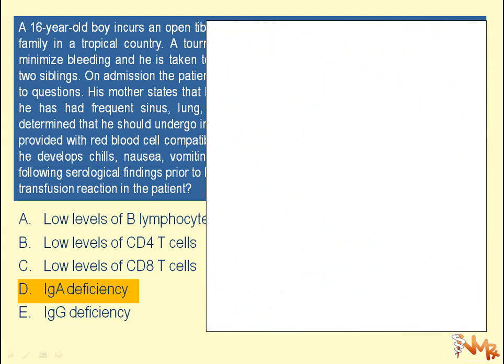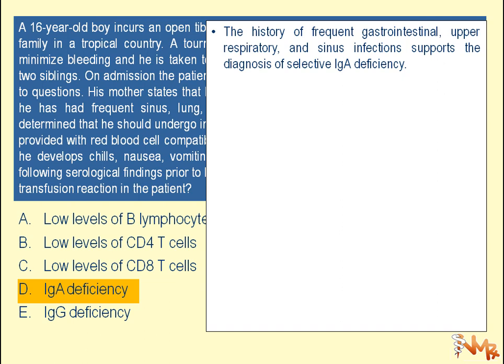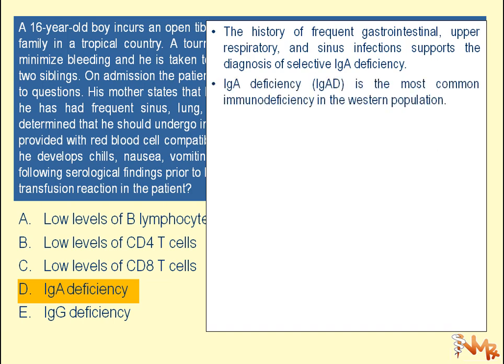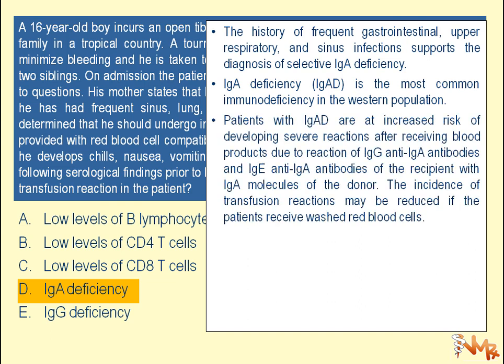For now, the history of frequent GI and upper respiratory and sinus infections supports diagnosis of selective IgA deficiency. IgA deficiency is the most common immunodeficiency in the Western population. Patients with IgA deficiency are at risk of developing severe reactions after receiving blood products due to reaction of IgG anti-IgA antibodies and IgE anti-IgA antibodies of the recipient with IgA molecules of the donor.